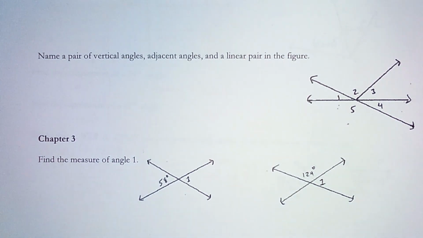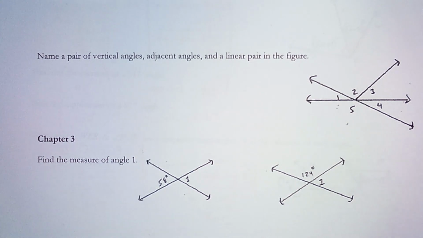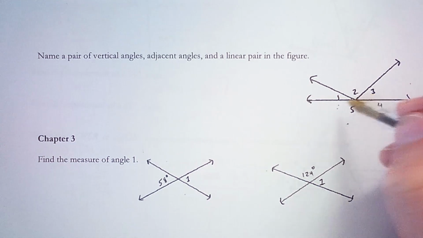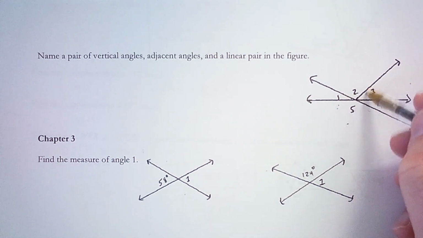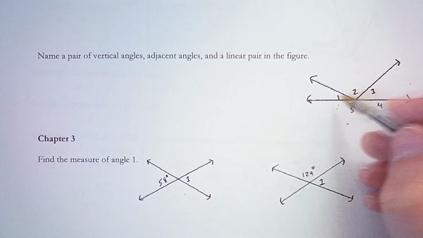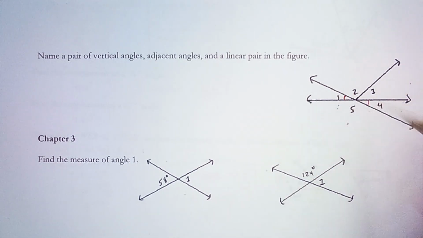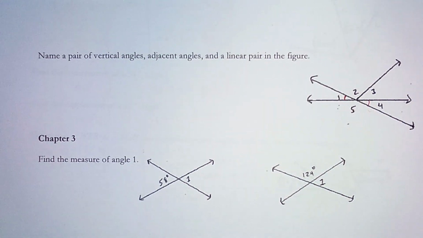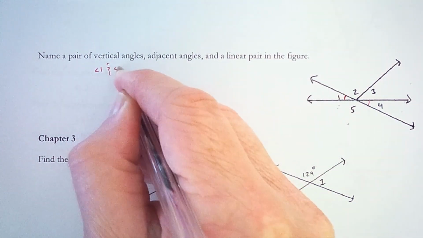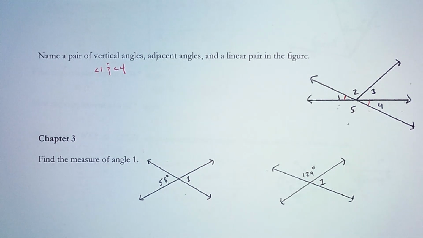Find a pair of vertical angles. So vertical angles have to be straight across from each other. If I look at 2 and 5, they're not exactly straight across. 5 is a lot bigger than 2, so they can't really be straight across from each other. Same for 3 and 5, but 1 and 4, those are straight across from each other. The vertical angles are angle 1 and angle 4.